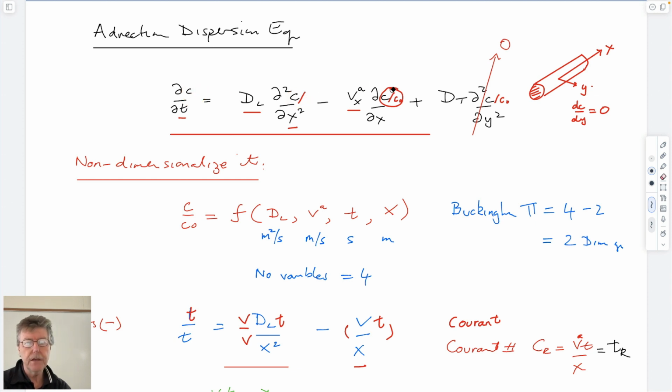So if we start off with the advection-dispersion equation, what we'd like to do is solve it. And if we want to solve it, it'd be nice if we had a solution where we can solve for the minimum number of variables that we want to put into it. So we could non-dimensionalize the concentration just by dividing through by whatever the maximum concentration we start off with. So that's pretty straightforward.